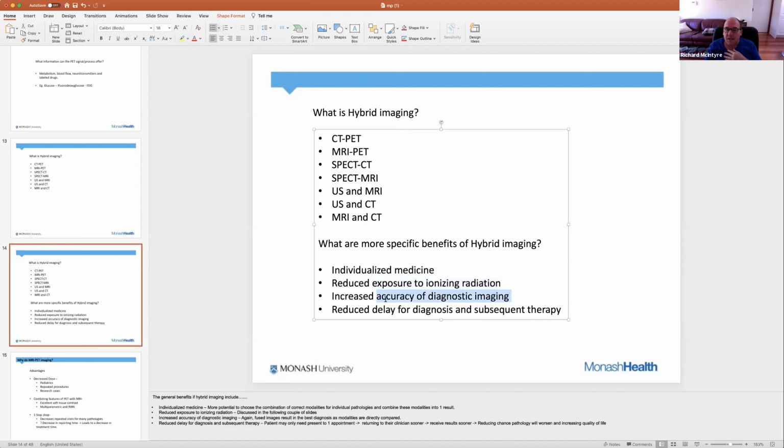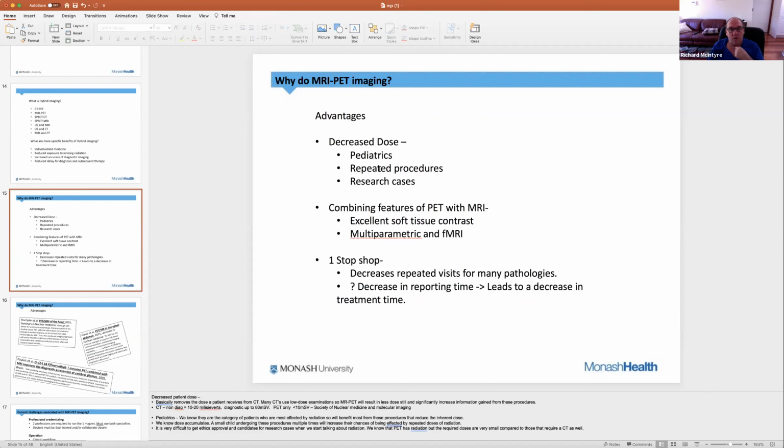We have an increased accuracy of diagnostic imaging. Last lecture we saw how much information we can get from MRI scans, so we can tailor that to the patient. And as a result, we have reduced delay for diagnosis and subsequent therapy. It's faster. We have a lesion, we need to get that diagnosed so the patient can begin treatment as soon as possible. So, decreased dose, also research cases.